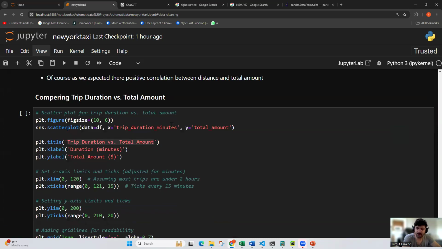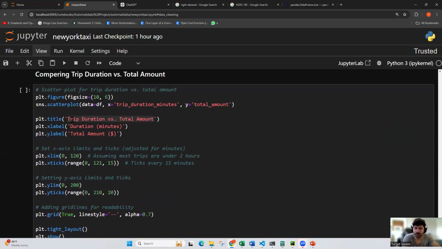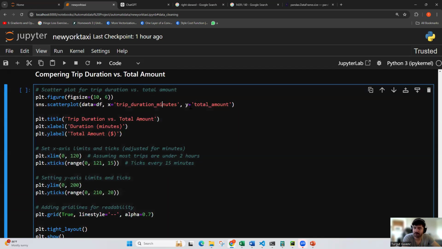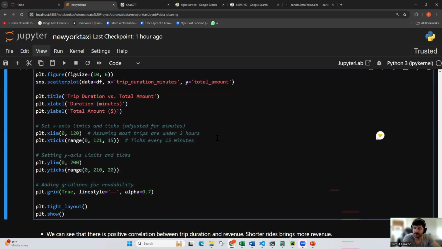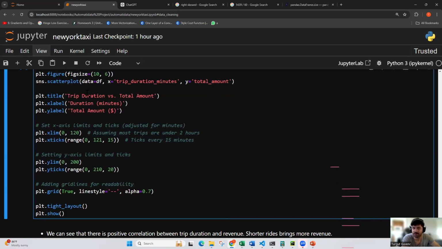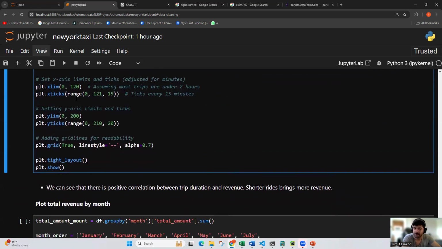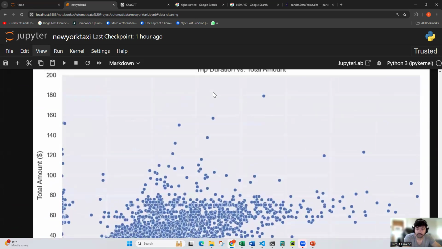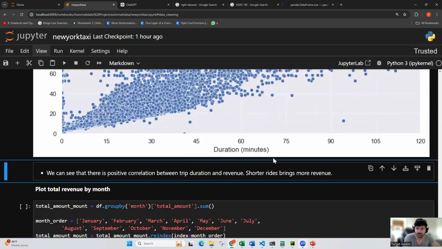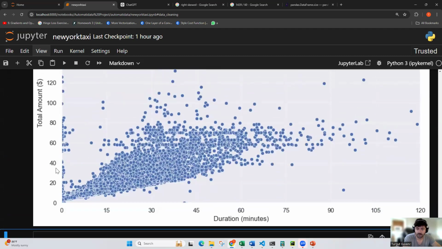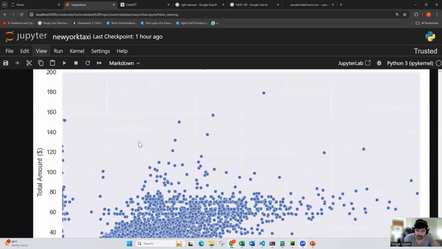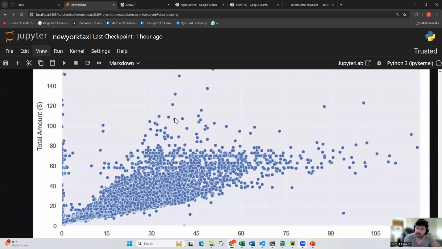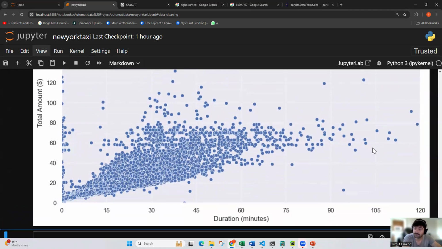Okay, and comparing the trip duration and the total amount, this time I'm getting the trip duration in minutes and adding the total amount, with the same visualization, guys. These are the title labels, setting the ticks here and adding the grid. So trip durations, total amount here, durations here. As you can see, if you have shorter trips, you are actually making relatively more money. When your trip duration increases, the total amount of money is decreasing.